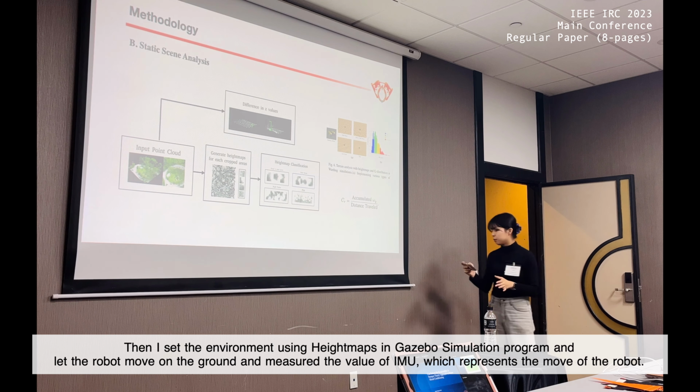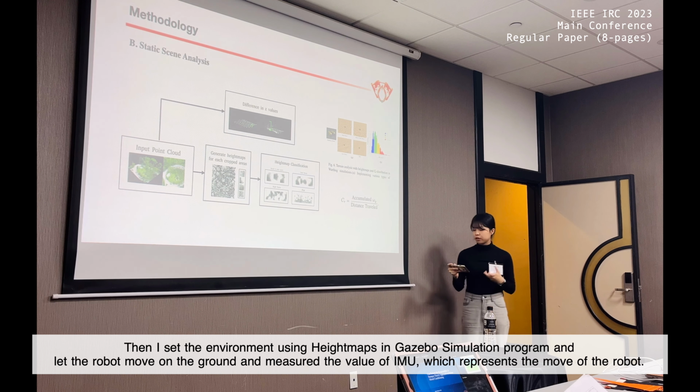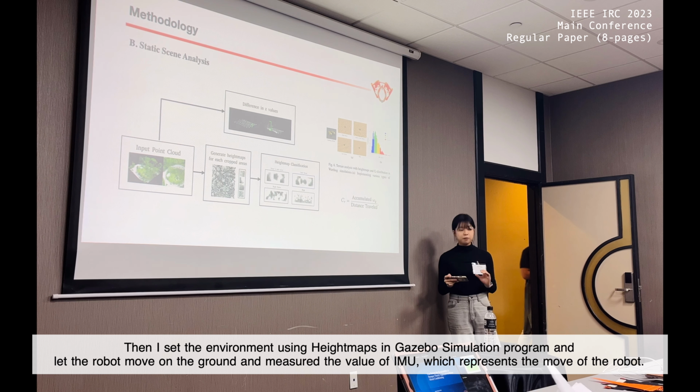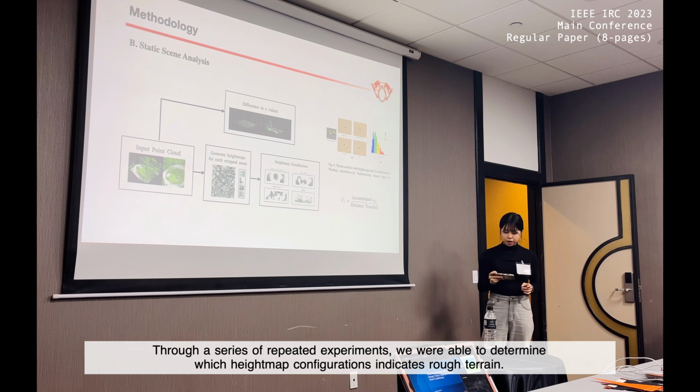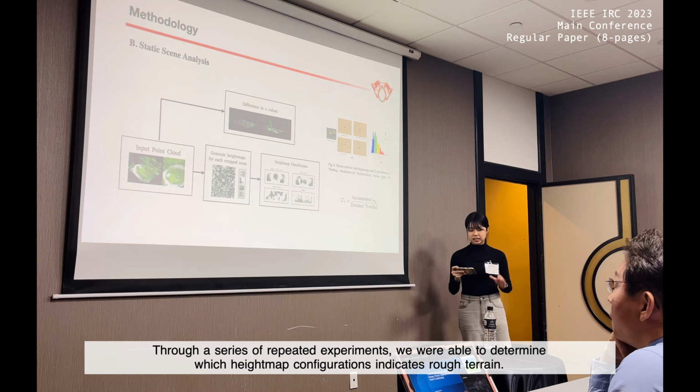I set up the environment using height maps in the Gazebo simulation program and let the robot move on the ground and measure the value of the IMU, inertial measurement unit, which represents the movement of the robot. Through a series of repeated experiments, we were able to determine which height map configuration indicates rough terrain.